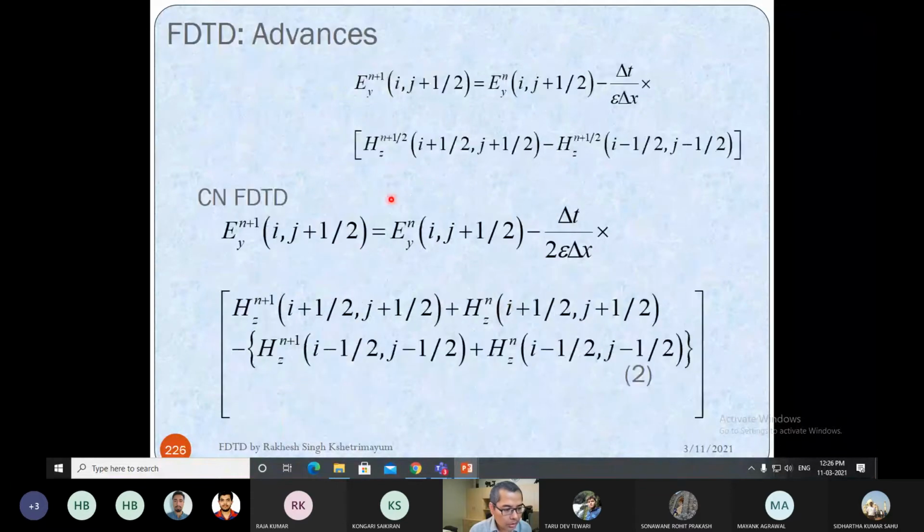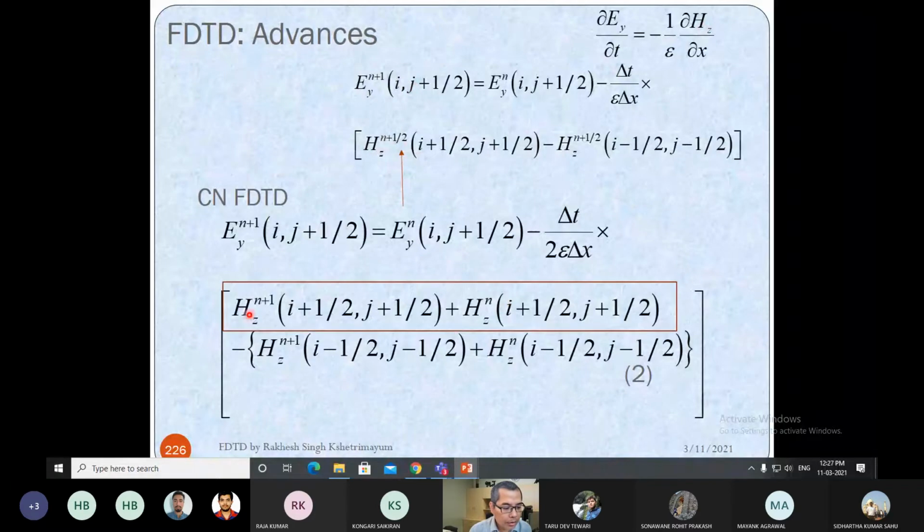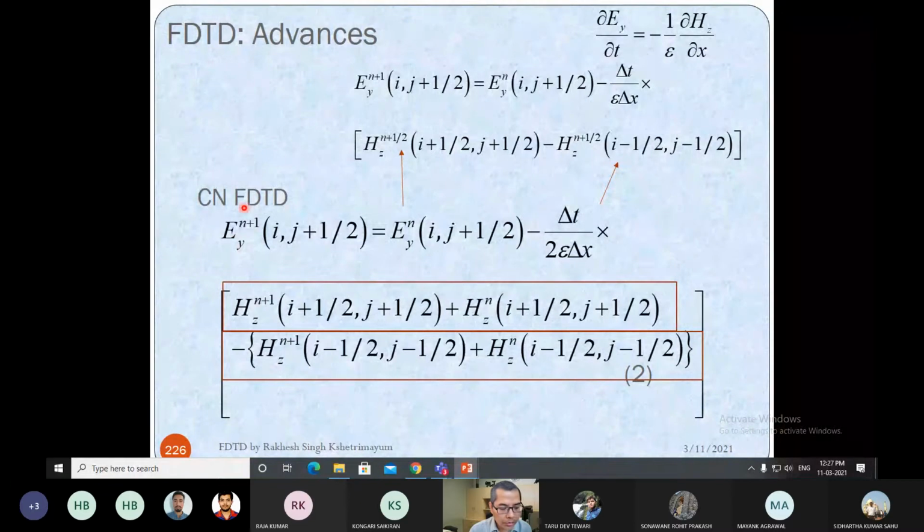What do I do with CN FDTD? This is the equation I want to discretize, and this is a conventional one. I replace this Iz at n plus 1/2 by the average of Iz at n plus 1 and Iz at n. And again, this second term also has Iz at n plus 1/2. I will replace it by the average of Iz at n plus 1 and Iz at n. Because of that, we have an implicit term on the right-hand side: Iz at n plus 1, because we are calculating Iz at n plus 1, but we need its value at n plus 1.